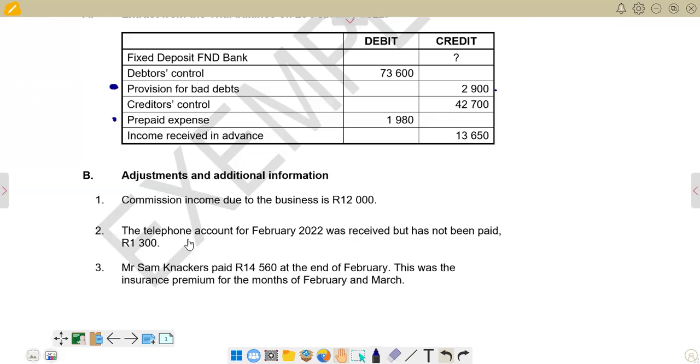So it means this is an accrual since it hasn't been paid. It's an accrual of an expense which is supposed to be under trade and other payables. So we leave that one. And then we go to the next one. Mr. Snakers paid 14,560 at the end of February for the insurance premium for the months of February and March. So you see that there is a prepayment there.